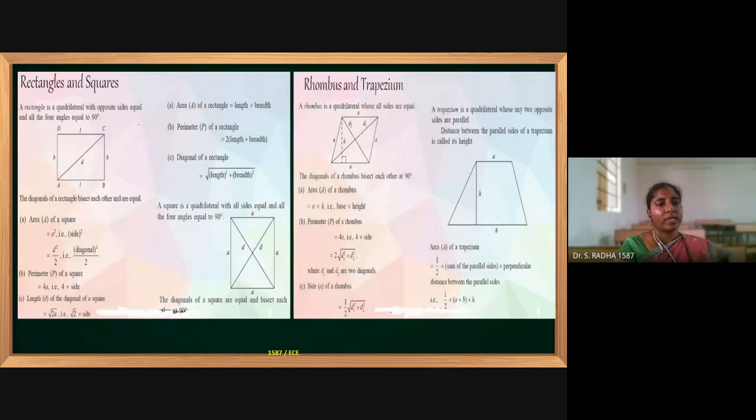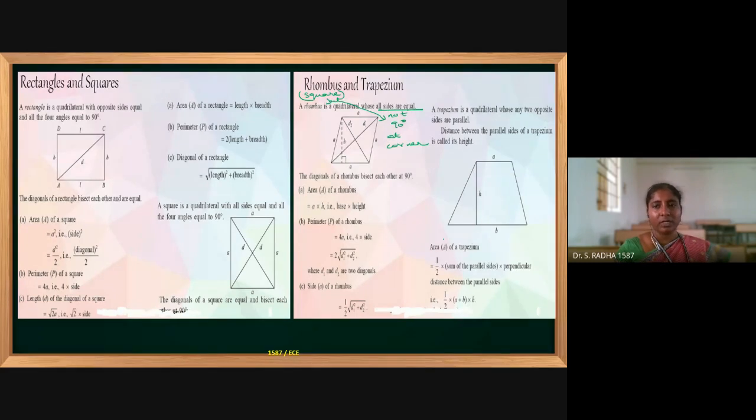So rectangle, square and rhombus will be similar. Square and rhombus will be similar. In a rhombus also all sides are equal, but the 90 degrees is not followed at the corner. These are simple things to remember. Okay, this is the same as a square, but 90 degrees will not be there at the corners. So all these diagrams have 4 sides.